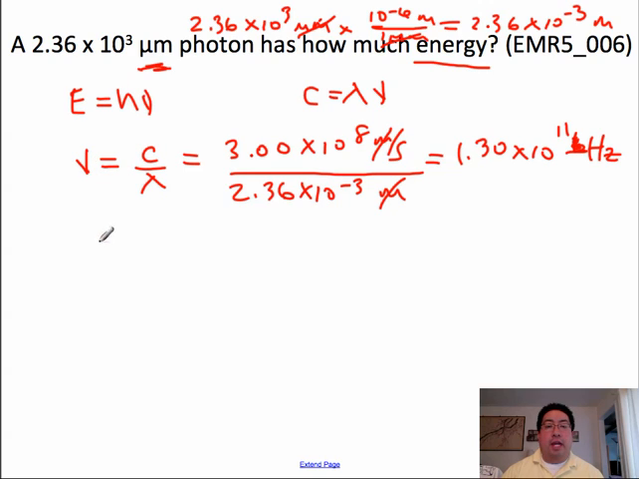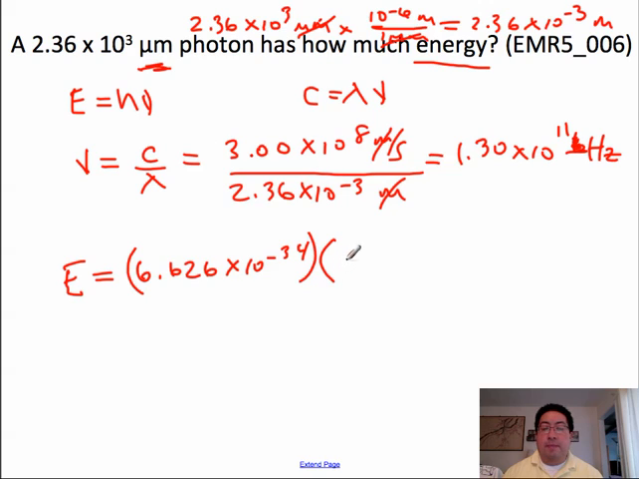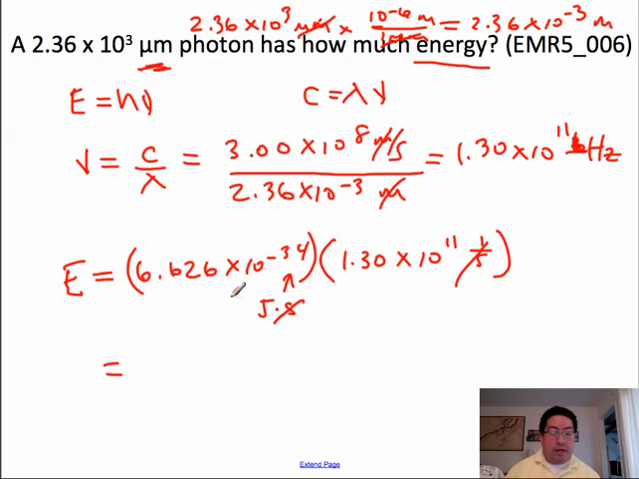Now that I have nu, I can go ahead and solve for the energy of the photon. So now I'm going to use E equals h nu. We know h is Planck's constant, so 6.626 times 10 to the minus 34th. Put that in parentheses to make it easier to see. And then nu is 1.30 times 10 to the 11th seconds to the minus 1, or 1 over seconds. Remember that Planck's constant, I didn't plug it in here, but it's in joule times seconds. So 1 over seconds and seconds cancels, leaving us with joules. And then we can multiply our numbers together.